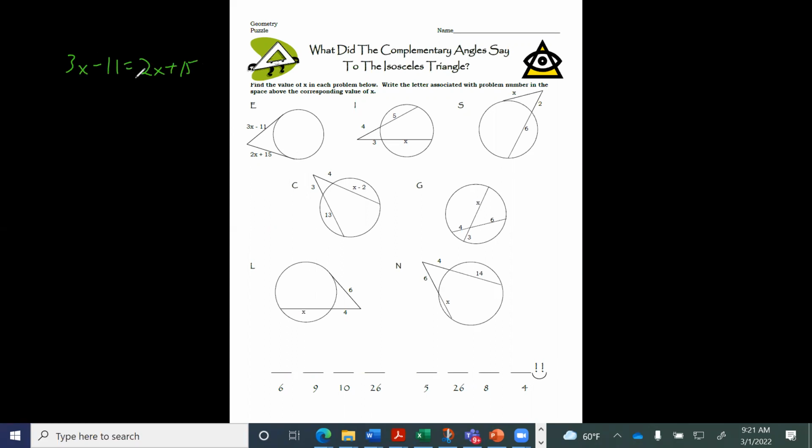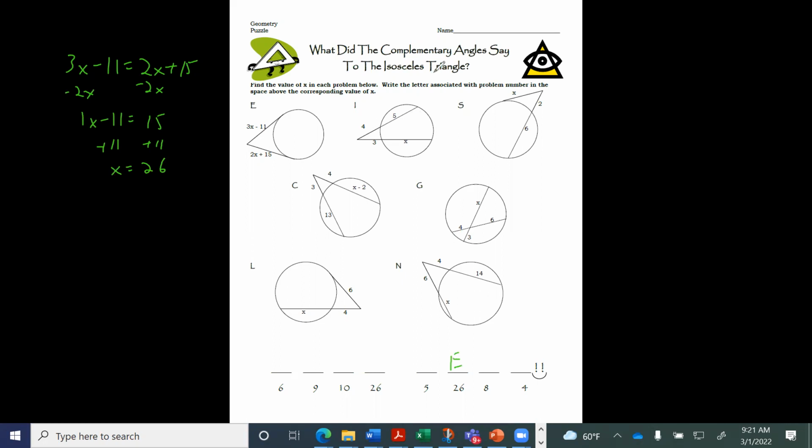Bring the x's to the same side, so subtract 2x. You end up with just 1x. Take 11, add that over to the other side. Actually, let me show it in 2 different steps here. Plus 11, plus 11. So x is equal to 26.